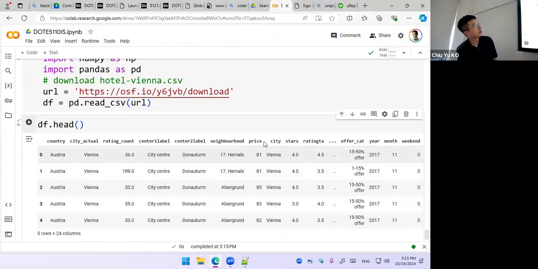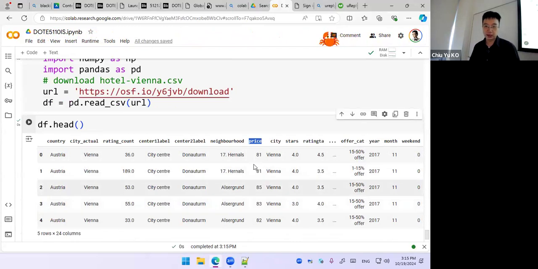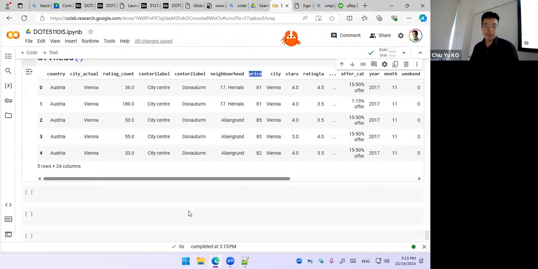But at the end, remember, we look at the price, okay? And look at the distance from the city center. That will be the thing that we want to understand. This is the Y.